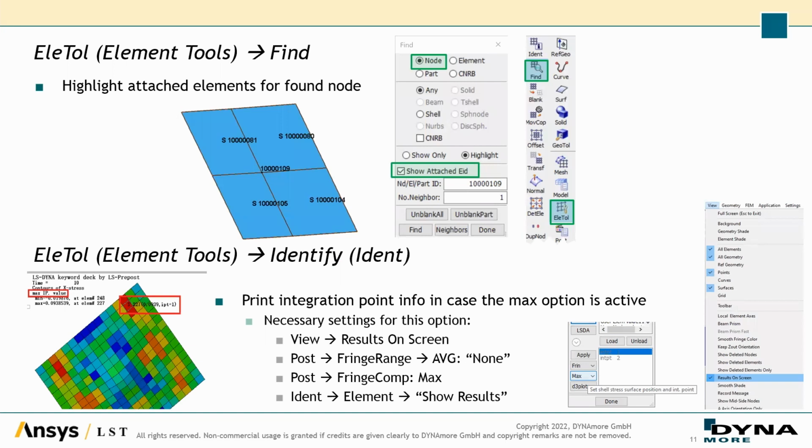In the find interface of element tools, if you search for a node, then you can activate the checkbox show attached element to also highlight the attached elements for the found node. And if you want to identify an element result value of your fringe plot with the identify interface, then it is also possible to output the IP integration point number with the maximum value for this fringe plot value.